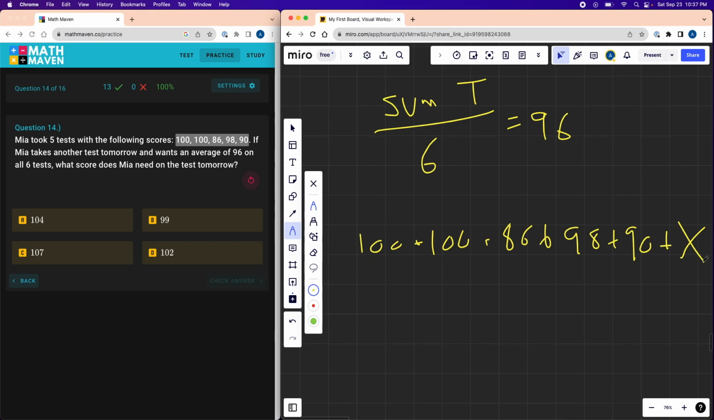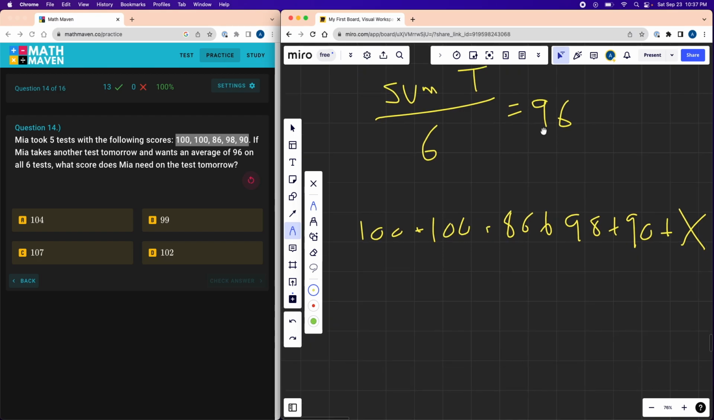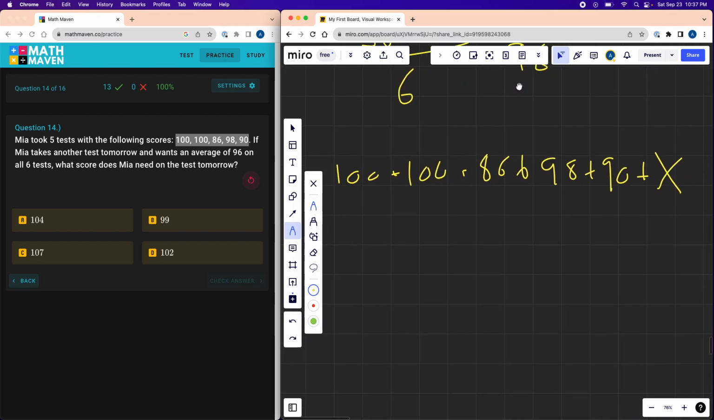It's a little bit sloppy there, but hopefully you can see that it's the sum of all of these tests here, including the one that she will take tomorrow. That's what's going to be the average, divided by 6. That's what's going to be the average for all 6 of those tests. So we can just do a little bit of algebra here and solve for x. That's what we're looking for. We need to solve for x.